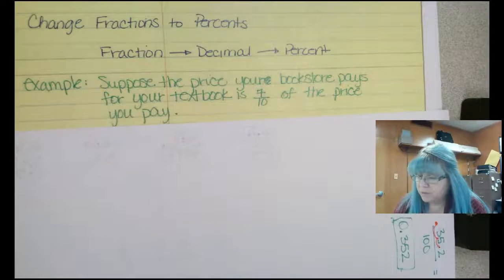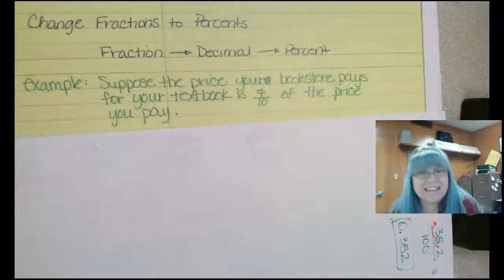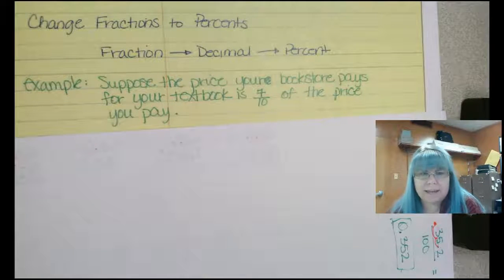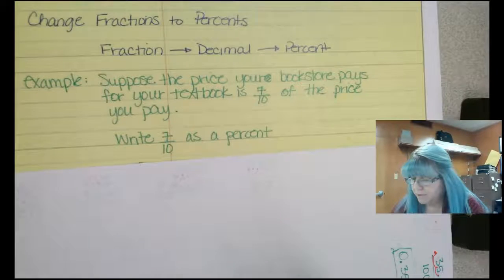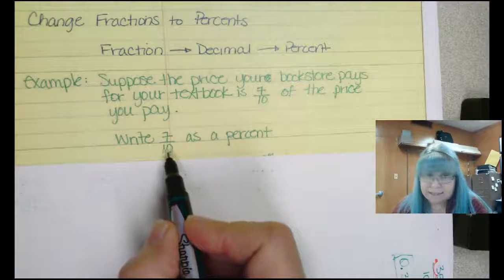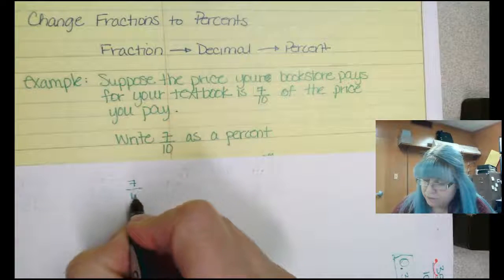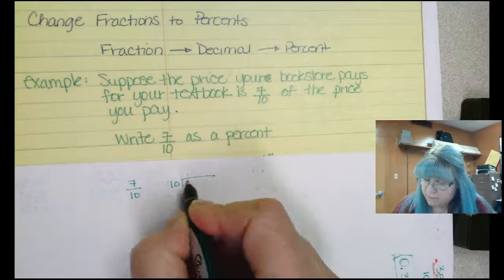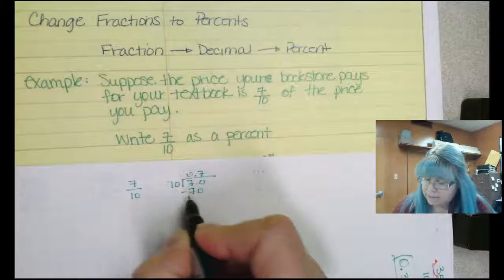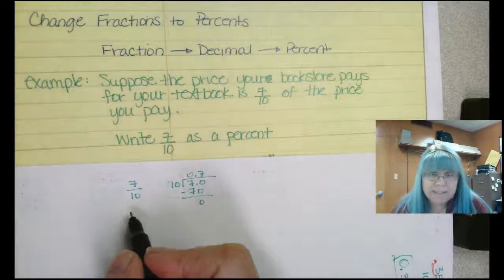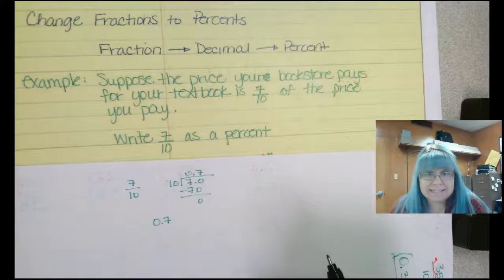So let's suppose that the price your bookstore pays for your textbook is 7/10 of the price you pay. Let's write 7/10 as a percent. First step we want to do is change the 7/10 into a decimal. So 7/10, either you do the division and you'll get 0.7, or since it is 7/10, that is 0.7, it's tenths.